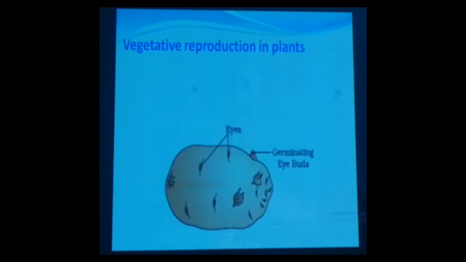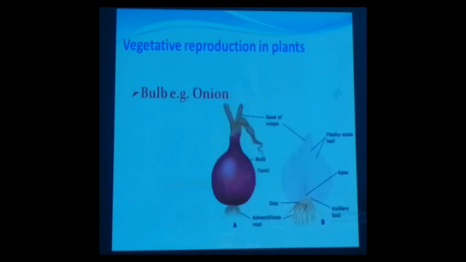The next mode is the tuber. Here, in the potato structure, when you keep it for a long time, you can see the eye buds formed on the surface of these potatoes, and this is called the tuber mode of asexual reproduction, or vegetative reproduction.